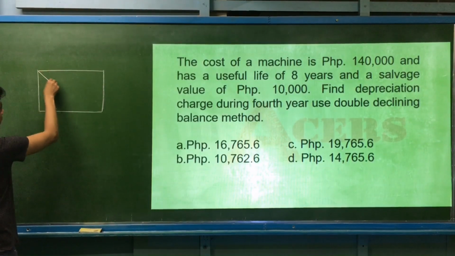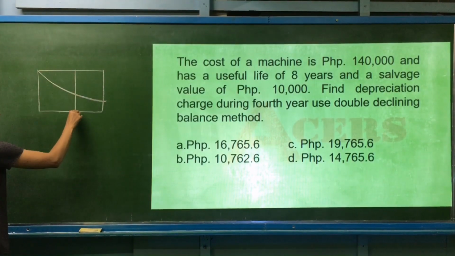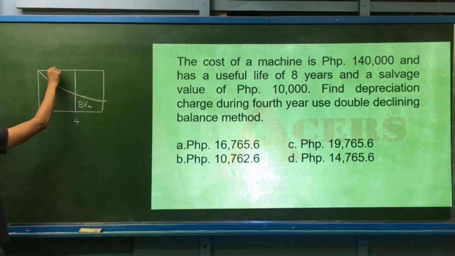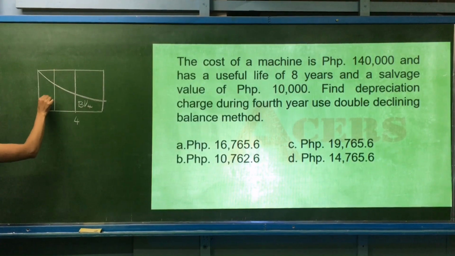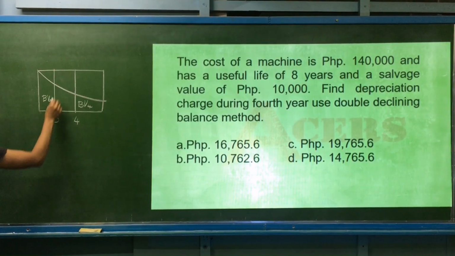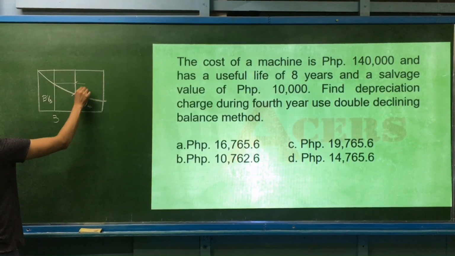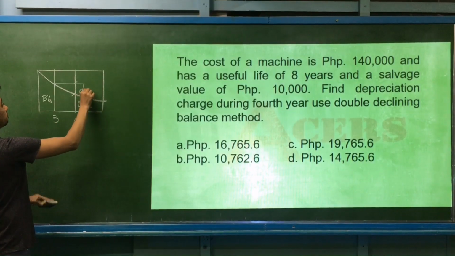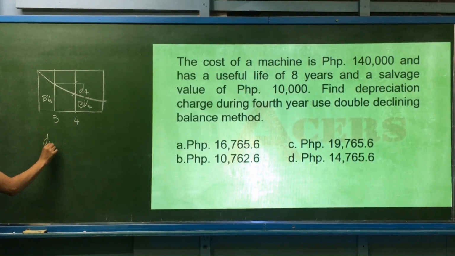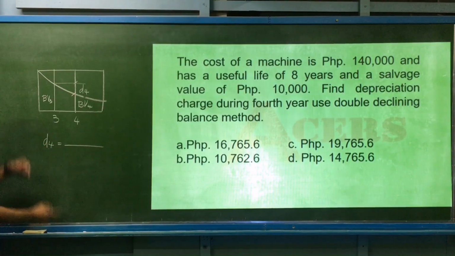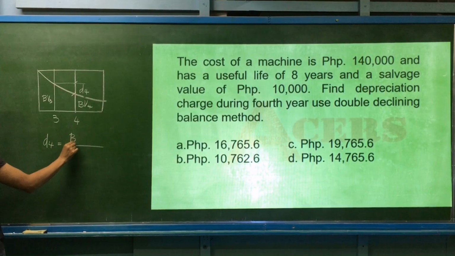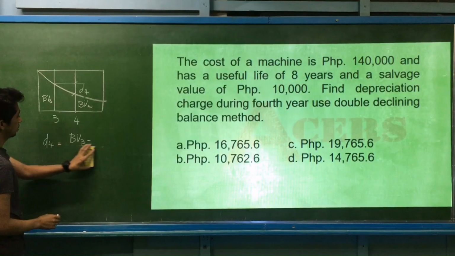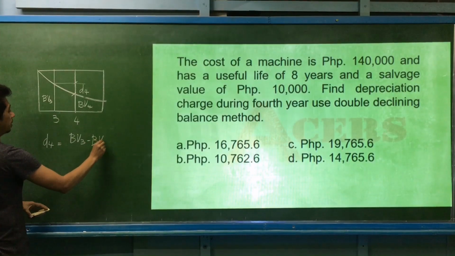So kumbaga sa diagram, for example, this is yung book value on the 4th year. So let's say this is 4. Ito naman yung book value on the 3rd year, on year 3. So ang hinahanap natin is yung difference ng dalawa. This is D sub 3. This is D sub 4. So yung D sub 4 na to, depreciation charge on the 4th year only, is basically yung book value number 3 minus yung book value number 4.